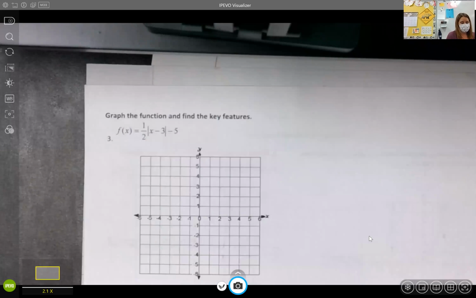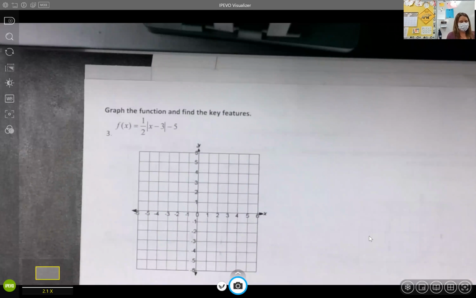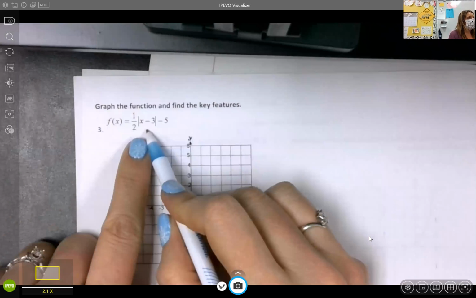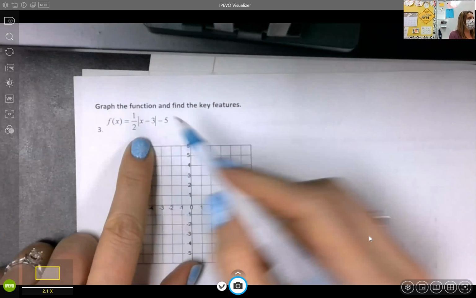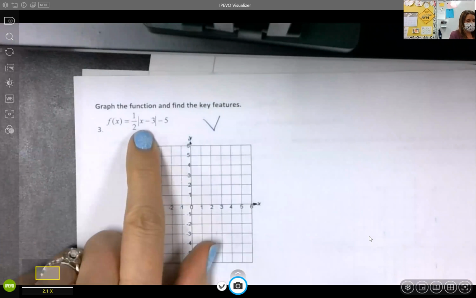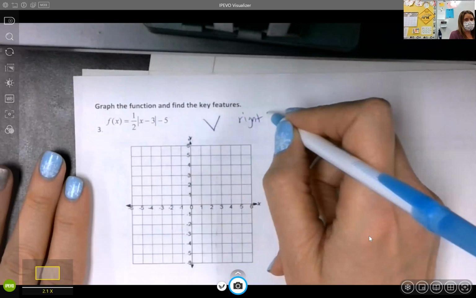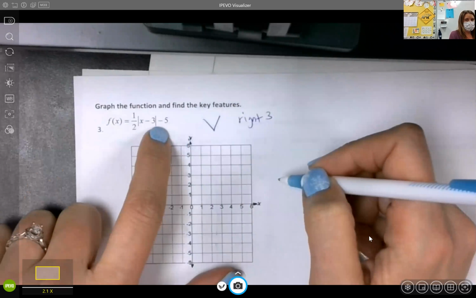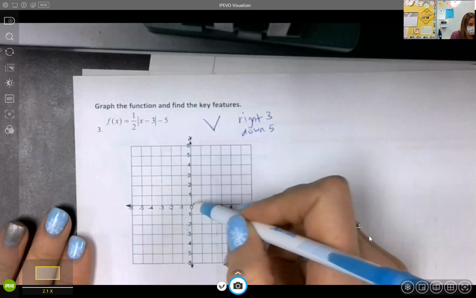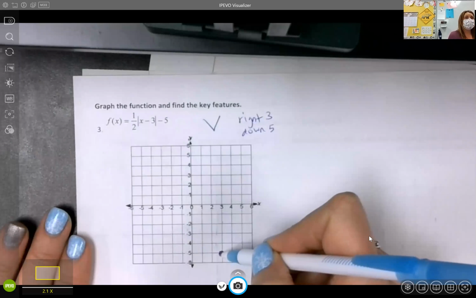Okay, on the back side, number 3. We only have about 3 minutes, so I'm going to get you started on this, okay? So right here, this is an absolute value graph, which I know is a V shape, right? And what way does it move where it has the x minus 3? What way does that move? That's to the right 3, because it's opposite inside the bars, right? And then the minus 5 is going to be down 5. So go right 3 and down 5. And that's going to be your bottom of your V, okay?